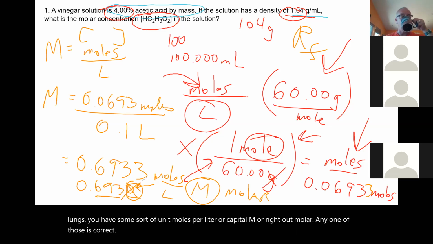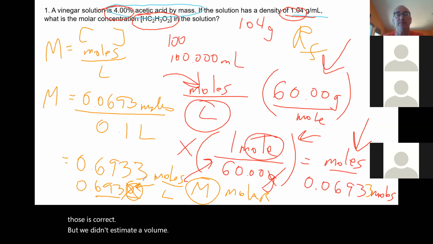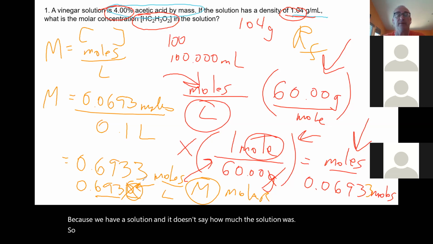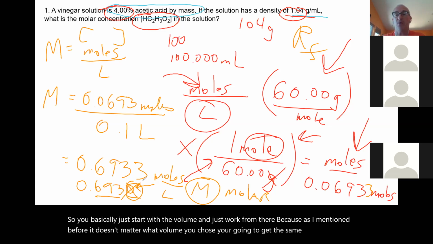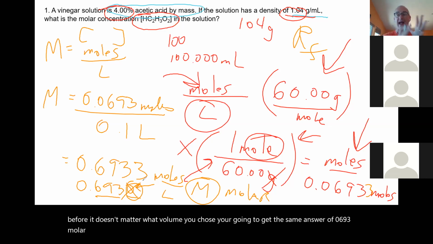So I have a question. How would we know when we're going to estimate the volume? Well, we didn't estimate a volume. We chose one. Because we have a solution and it doesn't say how much the solution was, you basically just start with a volume and work from there. As I mentioned before, it doesn't matter what volume you chose, you're going to get the same answer of 0.693 molar. No matter how big the solution is, the concentration of acetic acid is exactly the same. It's always going to be 4%.